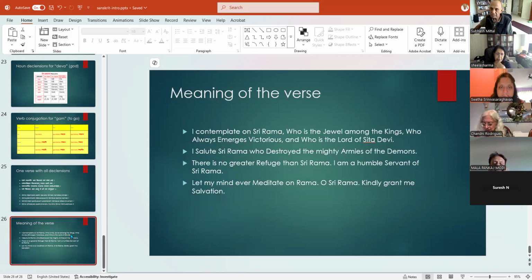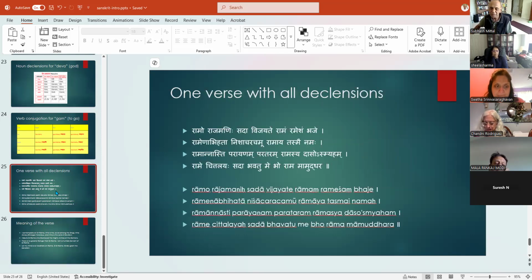So it's just the meaning here. I contemplate on Sri Rama, etc. It doesn't matter, you can read the meaning. But I just wanted to give you an idea of how one single verse includes all the vibhaktis, all the declensions.